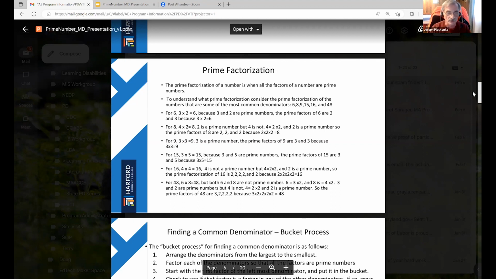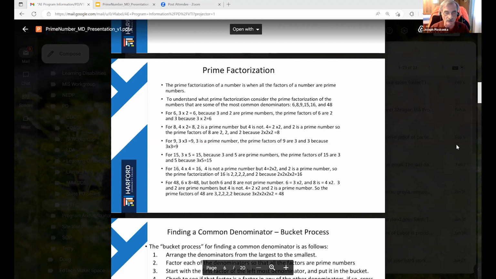Similarly, if you look at 16, typically the students say the product of 16 is 4 times 4. And then I explained to them, look, you know that the prime factorization of 4 is 2 times 2, so you've got two 4s. So the prime factorization of 16 has to be 2 times 2 times 2 times 2, which is 16.